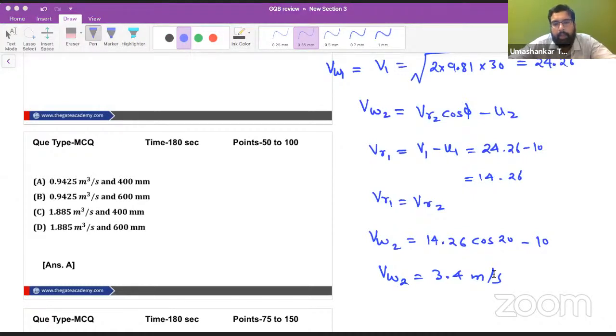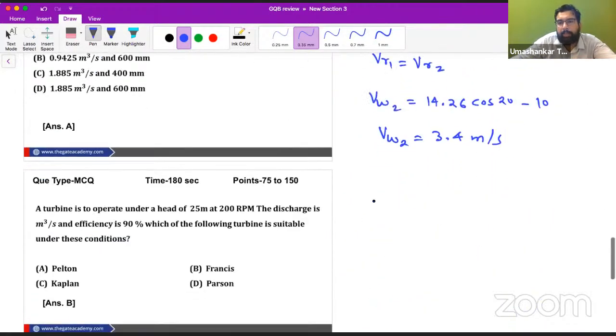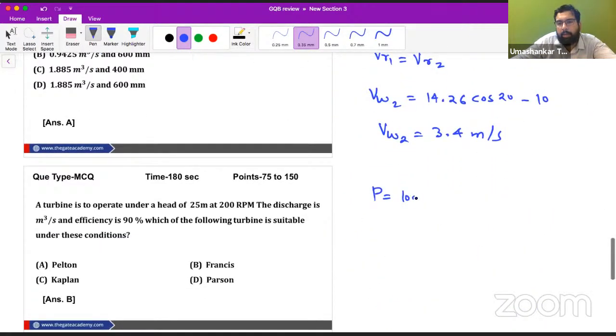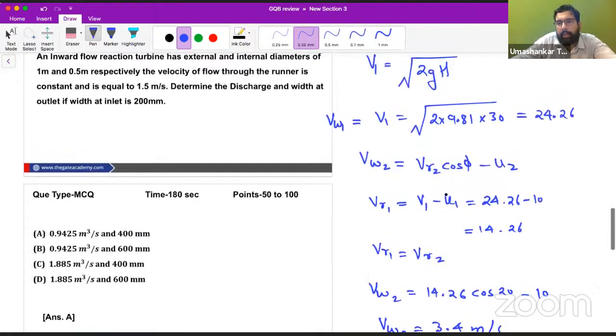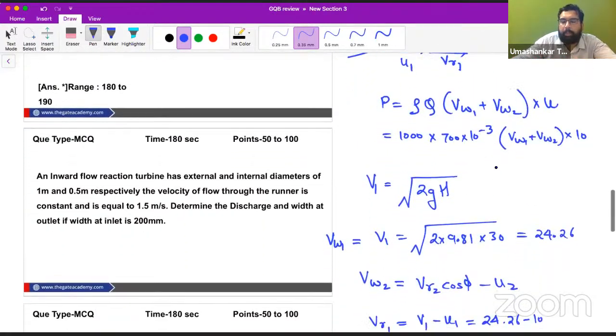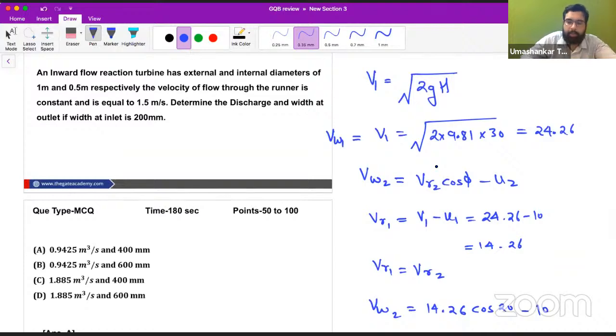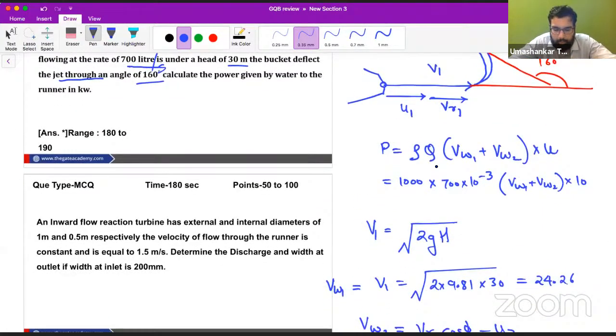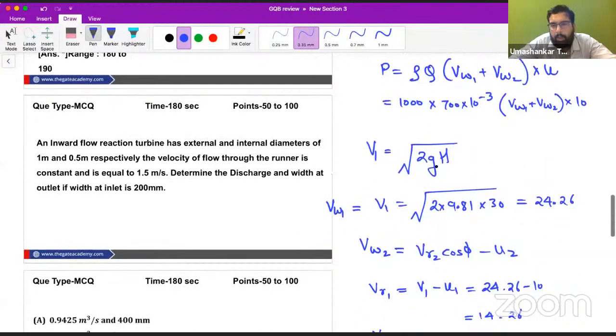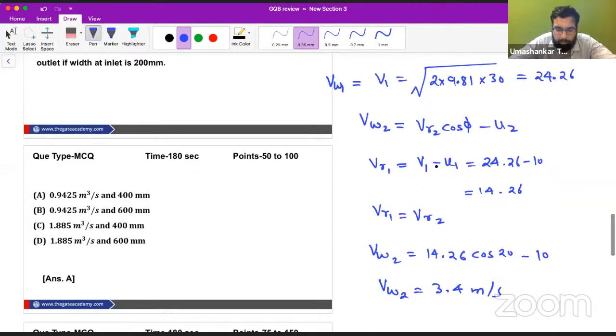3.4. Okay, 3.4. So we can put this back in equation number 1 where we have to calculate the power. So rho is 1000 into, so we can put here the value of VW1, VW2. Both we have calculated. So can we see what is the answer? So 1000 into 700 into 10 to the power minus 3 into 10 to the power minus 3 into, okay, so VW1 is 24.26.